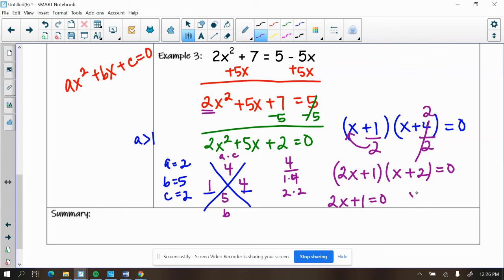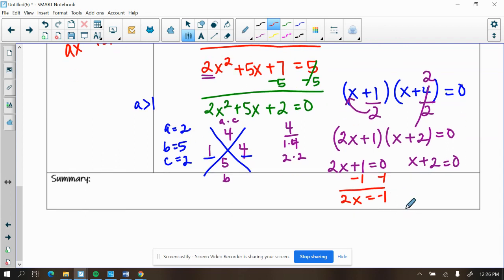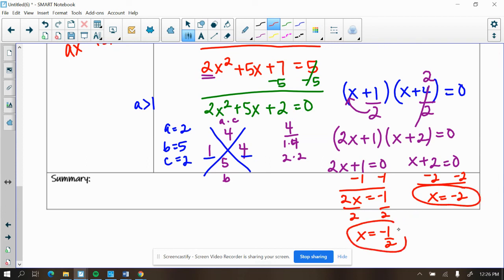So then we split them, right? 2x plus 1 equals 0, x plus 2 equals 0. And solve. Minus 1, 2x equals -1. So x is not quite by itself yet for this one. So we have to divide by 2. So in this one, x equals -1/2. And then minus 2, x equals -2. All right, so there are our 2 answers for that one.